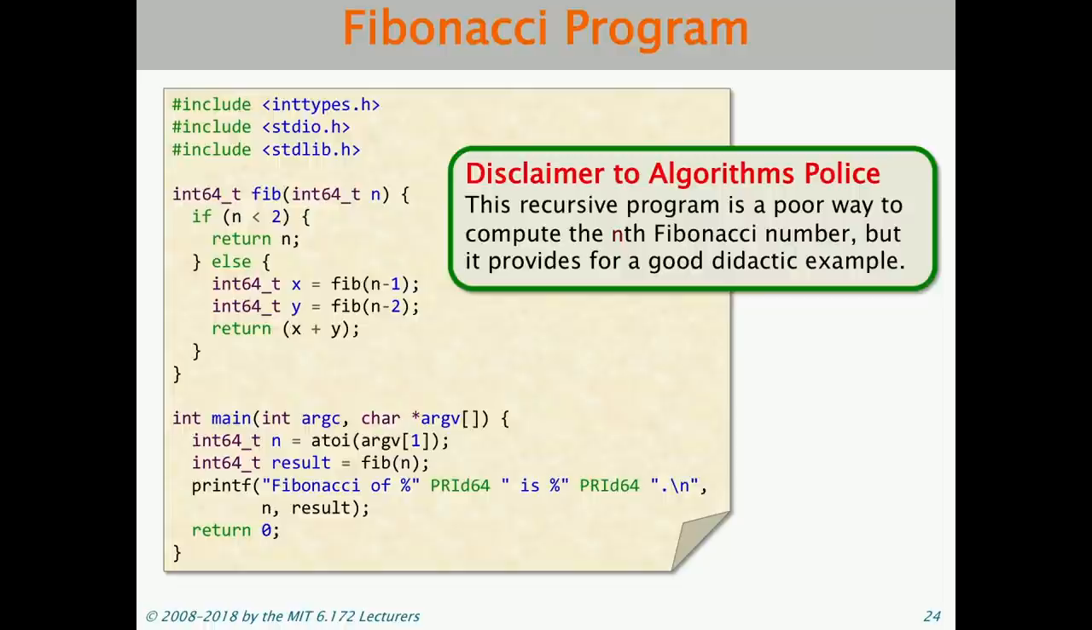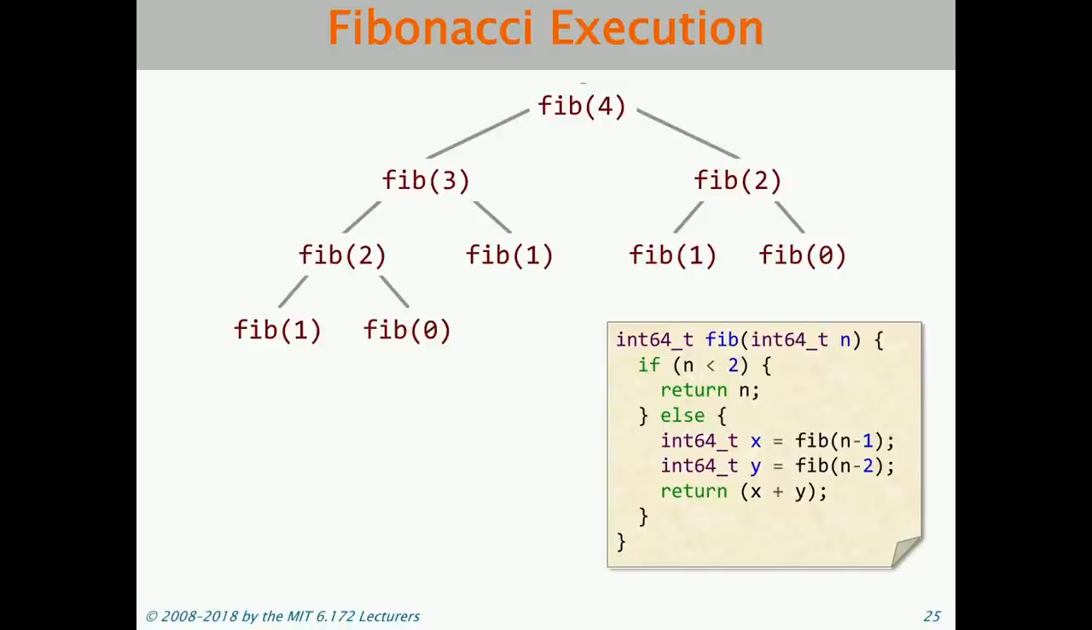So even though this is a pretty bad algorithm, it's still a good educational example because I can fit it on one slide and illustrate all of the concepts of parallelism that we want to cover today. So here's the execution tree for fib of 4. We see that fib of 4 is going to call fib of 3 and fib of 2. Fib of 3 is going to call fib of 2, fib of 1, and so on.